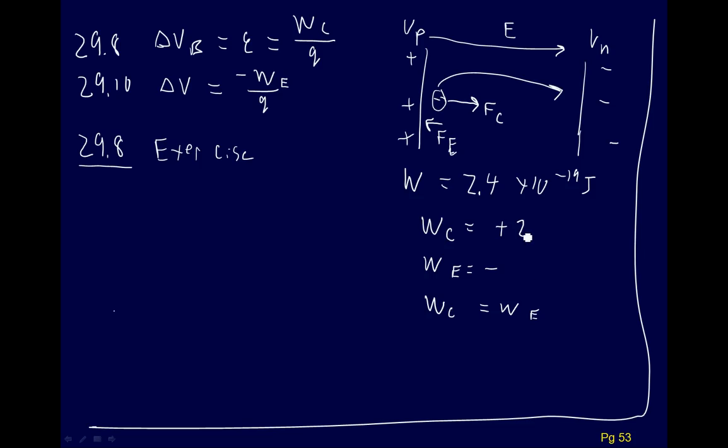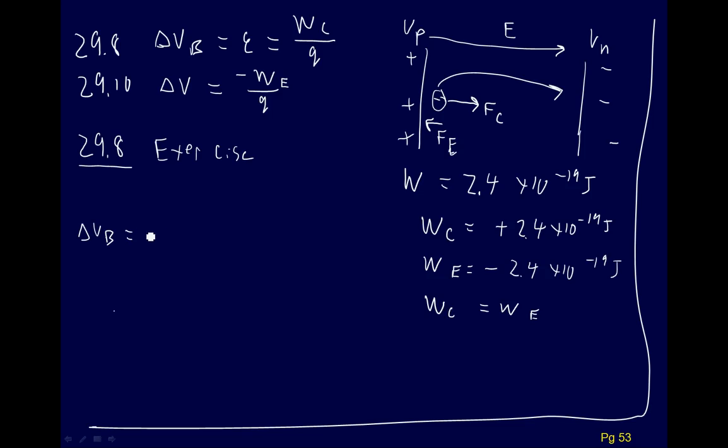So this is positive, that 2.4 times 10 to the negative 19 joules. And this is negative, that 2.4 times 10 to the negative 19 joules. And so we write out our equations. You can actually use either one.